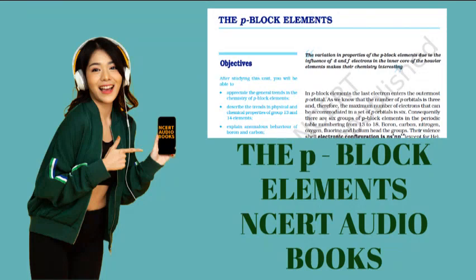4E(s) + 3O2(g) gives 2E2O3(s). 2E + N2 gives 2EN. Here E is equal to element.